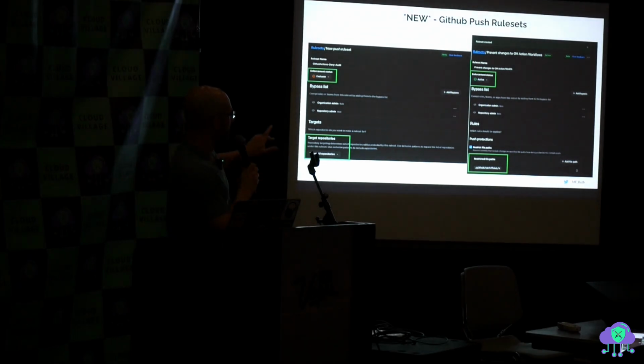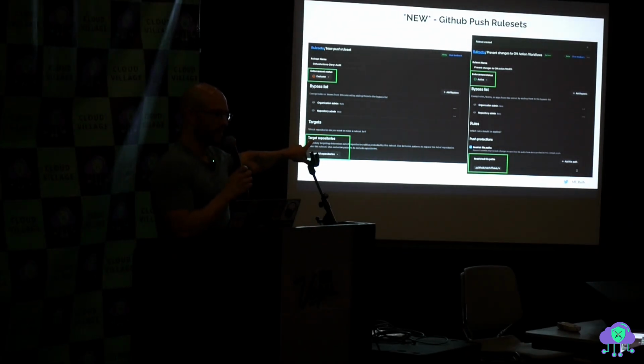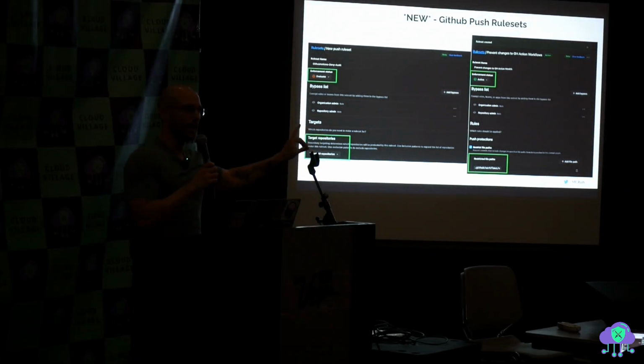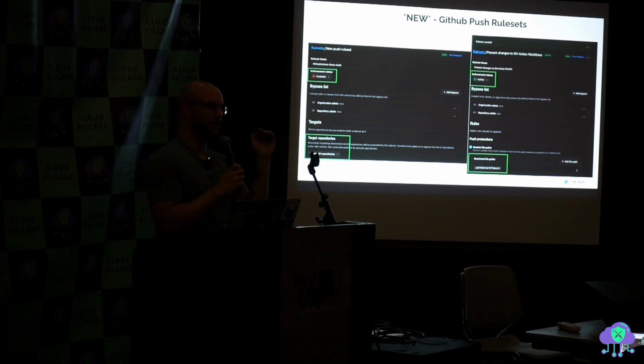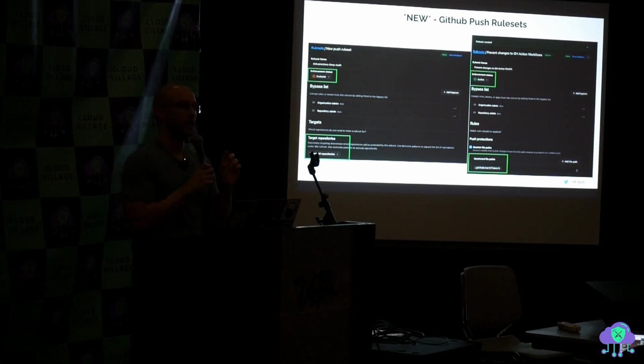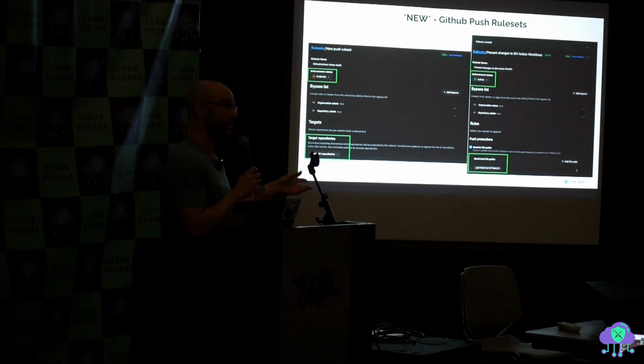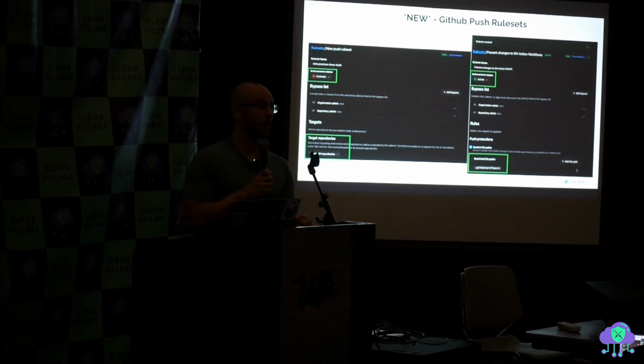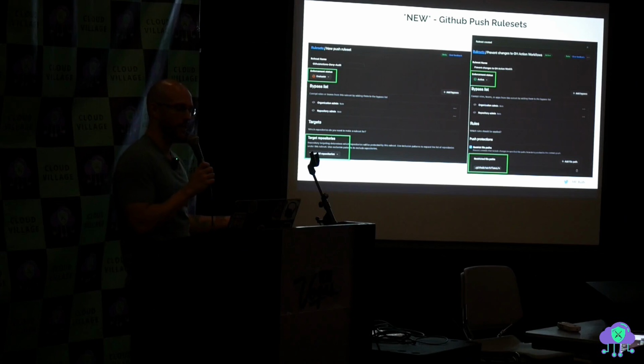So we can see in the bottom right the restricted file paths that it's defined. A push rule set actually allows us to set a specific file path and say, hey, these specific individuals are allowed to push to this file path if it makes changes. Anyone else will actually be prevented. So it's kind of exactly what we talked about.